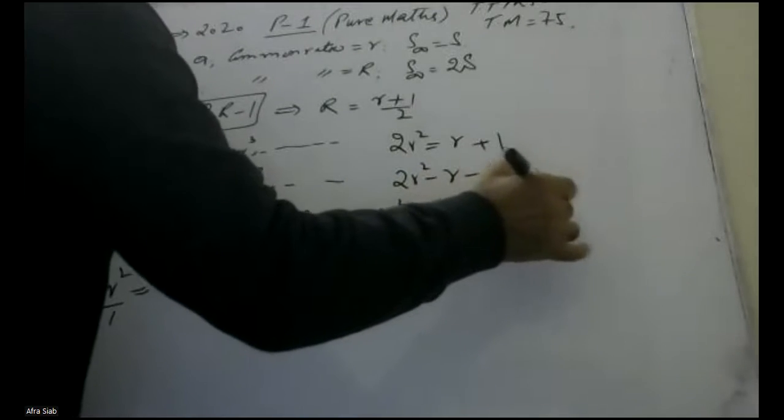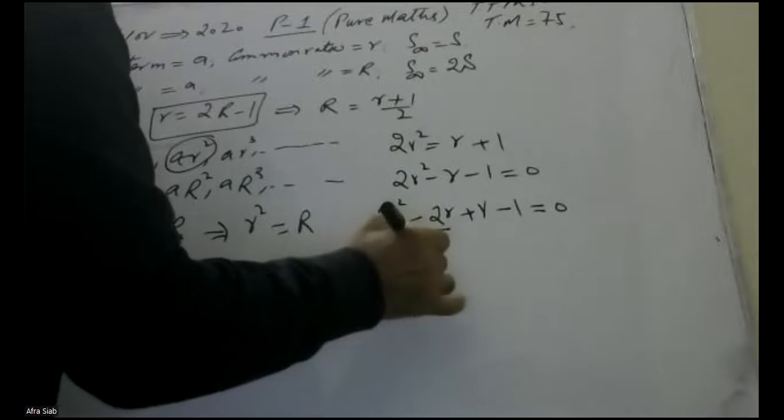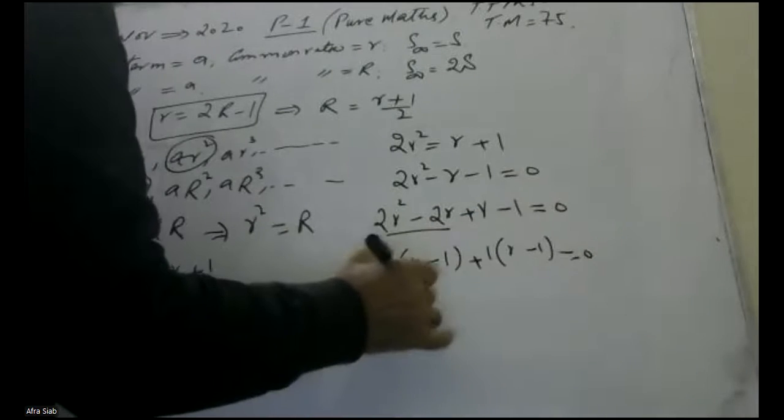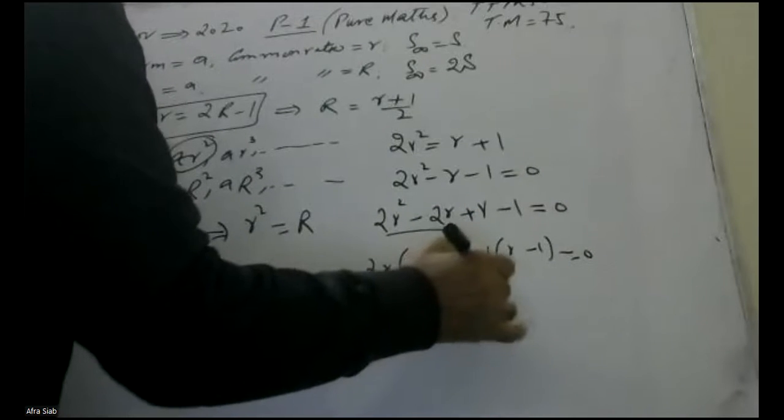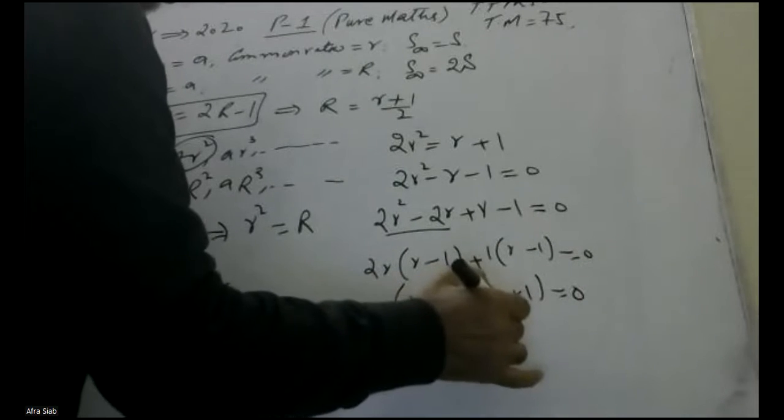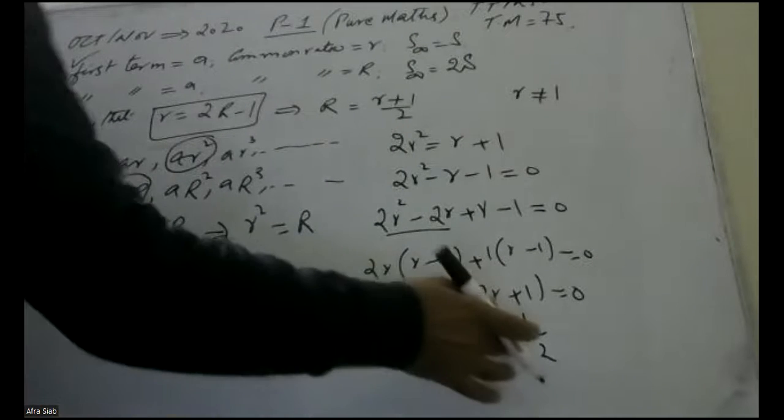Now we can factorize it. 2R square minus 2R plus R minus 1 equal to 0. 2R is common, so we can take R minus 1 plus 1 as common, R minus 1 equal to 0. So R minus 1 into 2R plus 1 equal to 0. Or R is equal to 1 or R is equal to minus half. But we know that R cannot be equal to 1 because it will not be the geometric progression then. Then R value is what? Minus half.